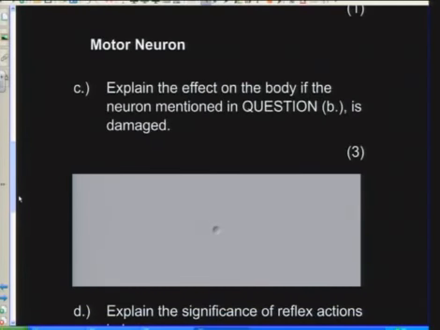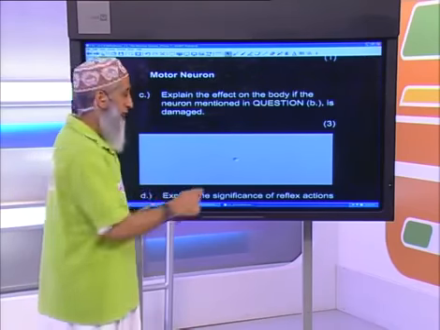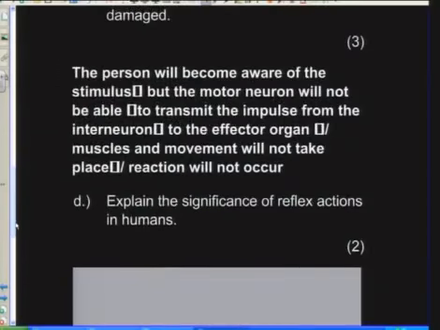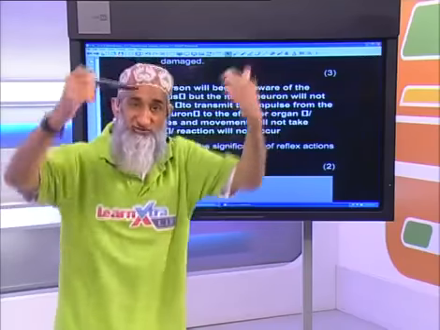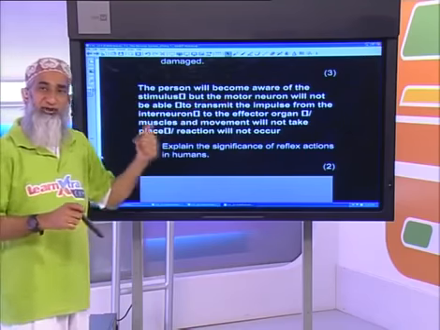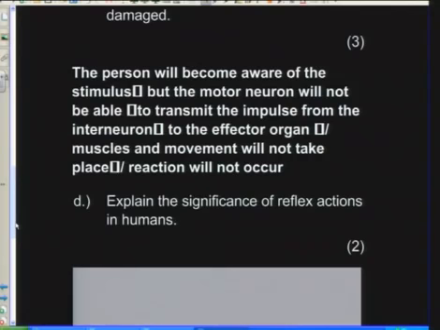Explain the effect on the body if the neuron mentioned in question B, the motor neuron, is damaged. So if your motor neurons are damaged, what is the effect? First of all, the person will become aware of the stimulus. You will feel the pain because your receptors and your sensory neuron are still working. But the motor neuron will not be able to transmit the impulse from the interneuron to the effector, the muscle or the gland. So the muscle movement will not take place and the response will not occur.